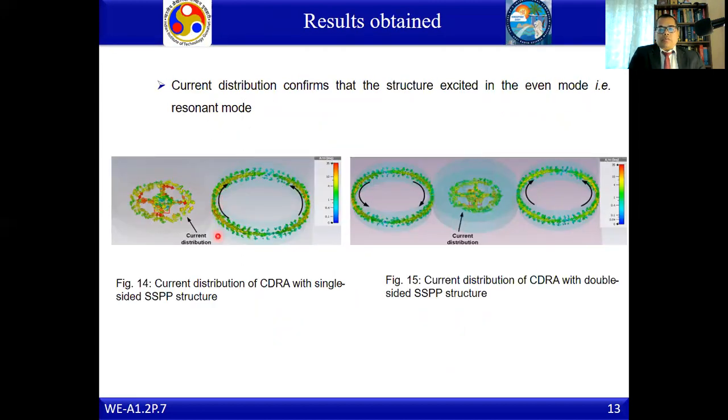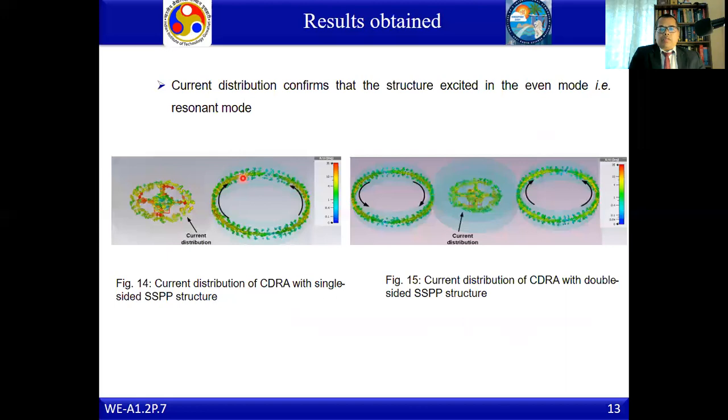We have also observed the current distribution here. This is for the single SSVP structure. This is the cylindrical ring DRA. You can see that current is flowing here in the outer loop. Currents which are induced inside these arms are in opposite directions. They will cancel out.